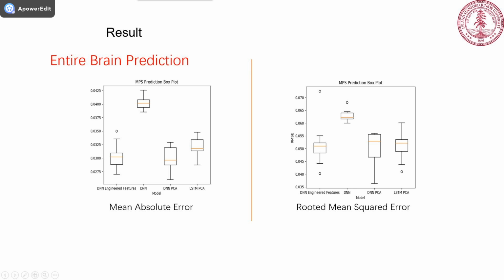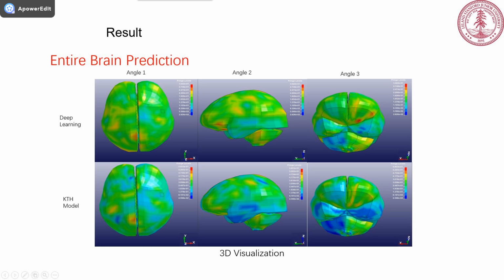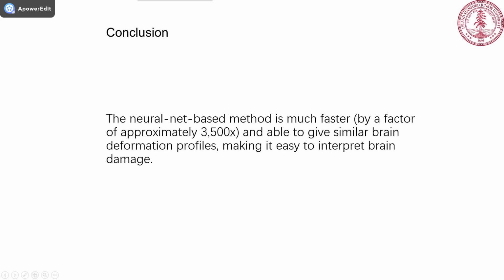Finally, we compared the models. According to mean absolute error and root mean square error, the best models are DNN PCA with padded signals and DNN with engineered features. Here we show one example prediction ground truth plot and error histogram. The accuracy of deep learning methods was further justified in visualized results after we registered the brain elements to spatial points. To sum up, in this project, we applied deep learning to brain strain evaluation.